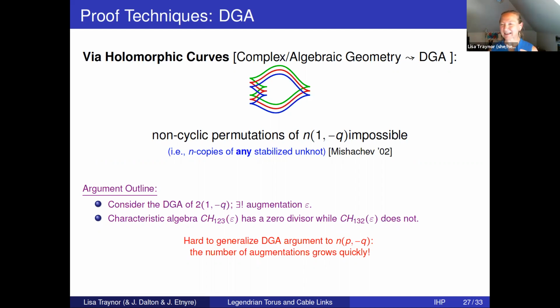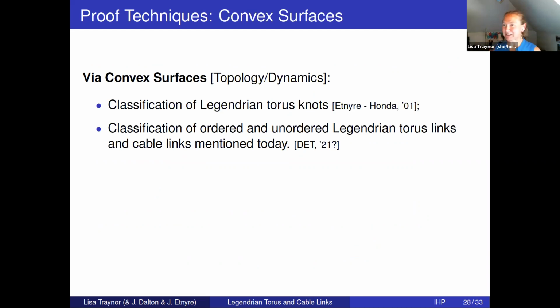You start with 3 basic ones and then the 3 copies, so you're talking about 27 augmentations, and those are the minimal ones, and then there are other ones. For each of those, at minimum 27 times, you'd have to calculate characteristic algebras. We tried for a while different sorts of augmentations and a whole bunch of things, but in the end, we were able to do it with convex surfaces.